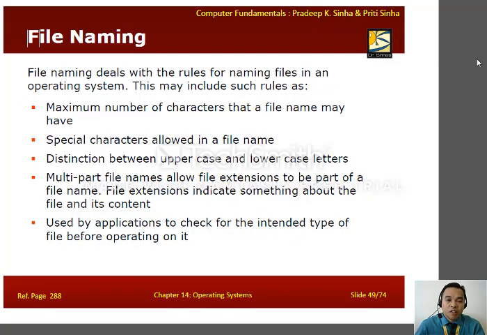File naming is part of file management in an operating system, and we have several rules. We have the maximum number of characters that a file name may have, the special characters allowed in a file name, and the distinction between uppercase and lowercase letters. We also have multi-part file names that allow file extensions to be part of the file name, used by applications to check for the intended type of file before operating on it.